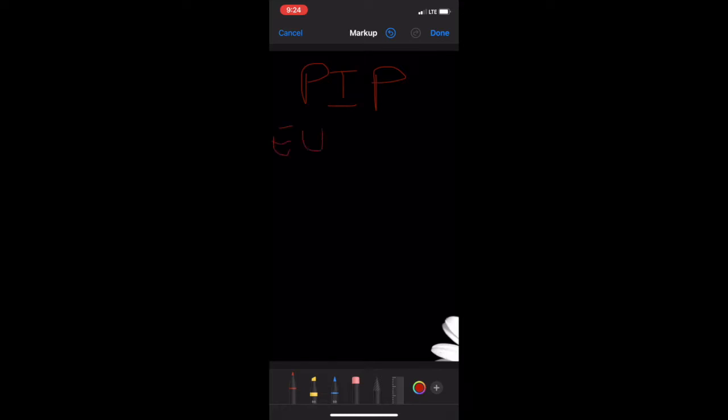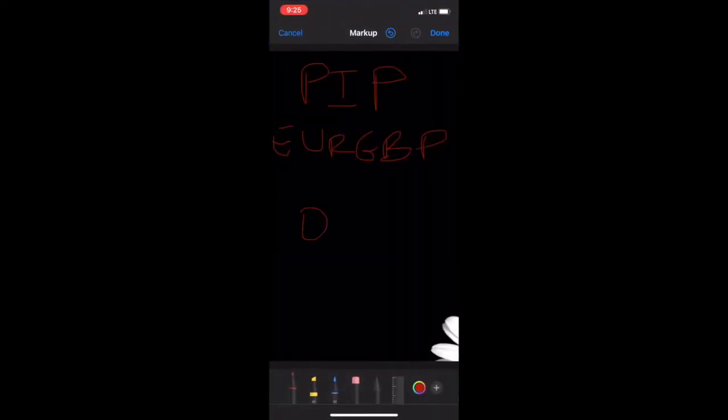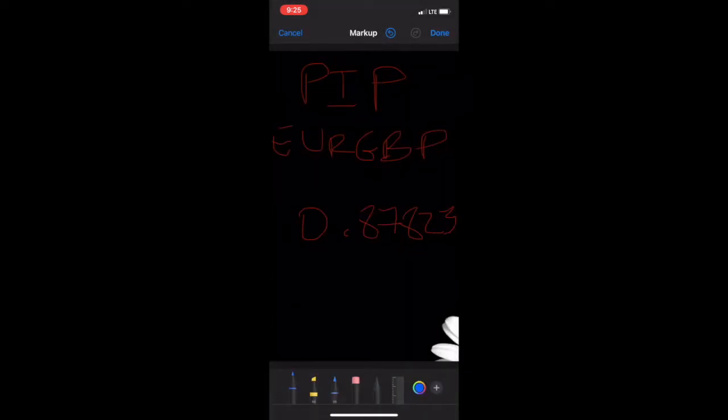Let's just see how we can actually calculate that distance with Euro GBP. So let's say that we take Euro GBP and we enter at 87.82. So here are the pips. The pips has a value of 82.